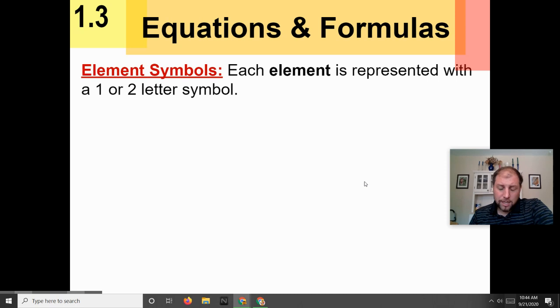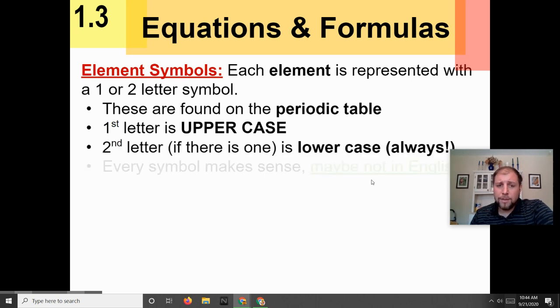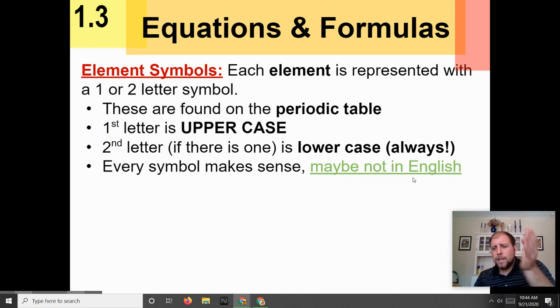Every element can't be mentioned by name in an equation. You have to represent it with its own symbol. And its symbol is just one or two letters that stand in for that element. And you can find all these one or two-letter symbols on the periodic table, okay? For these symbols, the first letter is always uppercase. The second letter is always lowercase if there is one. And every symbol makes sense, maybe just not in English.